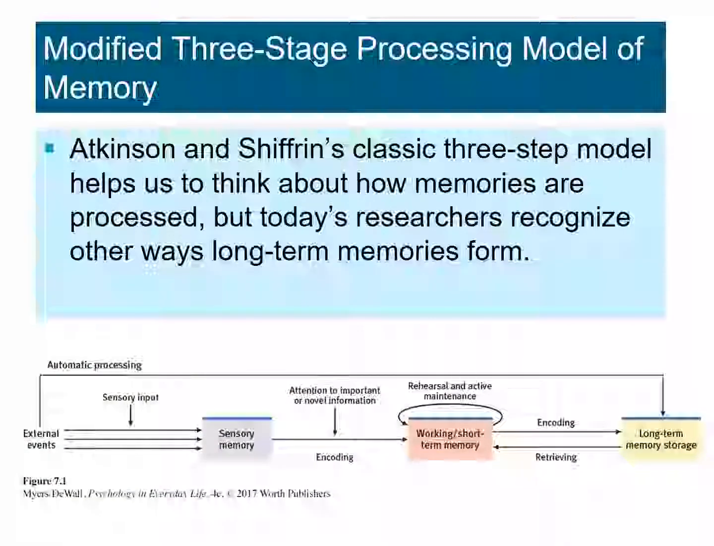This is a modified three-stage processing model of memory. Atkinson and Shiffrin's classic three-step model helps us think about how memories are processed, but today's researchers recognize other ways long-term memories form. First, you have something happening in the world. Now, if you see the line going along the top, it could be automatically processed into long-term storage without even really being aware, without even experiencing it with any of your senses or working on it, and getting encoded into long-term storage that way.